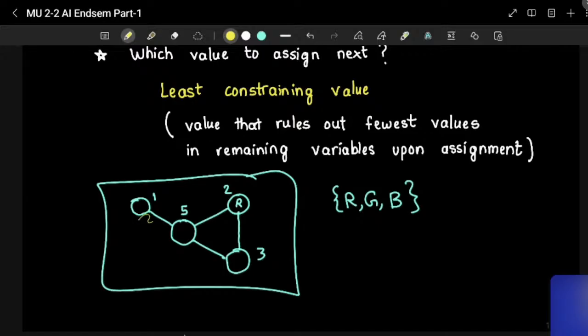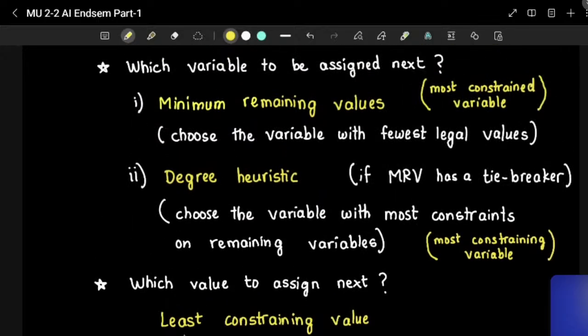If you look at variable 1, you have 3 possible values. If I look at variable 5, I have 2 possible values because I can't put R. It will clash with variable 2. If you look at variable 3, you still have 2 possible values. But now I can't apply my MRV because both variable 5 and variable 3 have the minimum remaining values. So in case of a tiebreaker, you will use the degree heuristic.